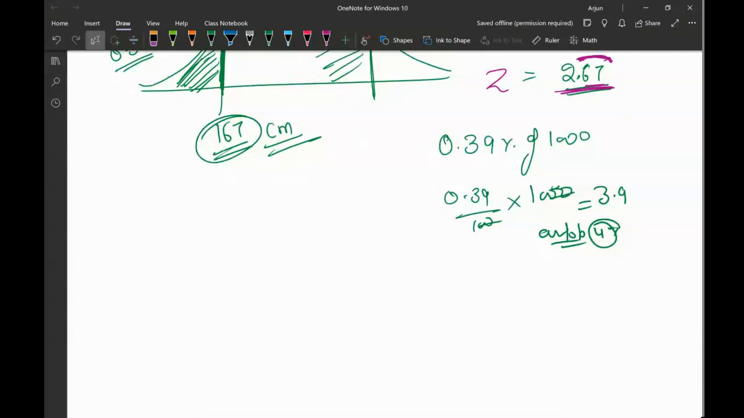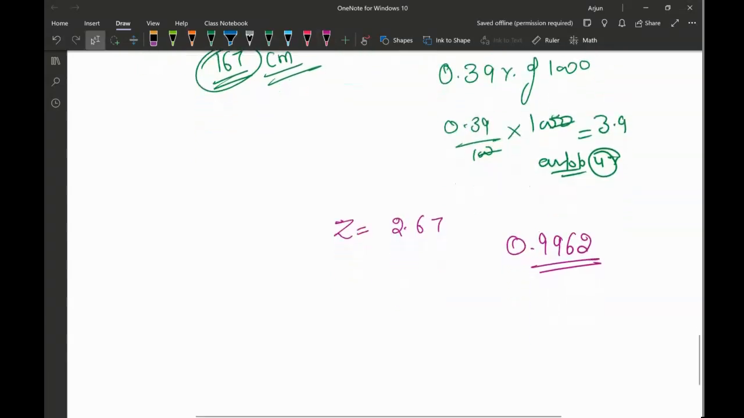So we got the z value as 2.67. For a z value of 2.67, if you go back to the chart and try to locate it, pause the video and try to locate it, and meanwhile I will also try to locate the value corresponding to 2.67. This is a positive number now. So 2.67 will be 0.9962.